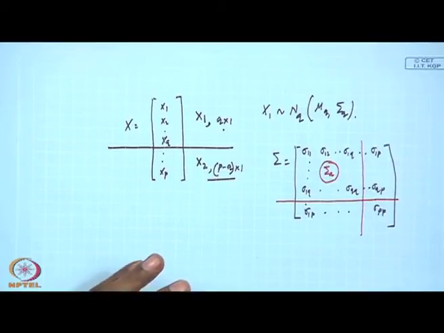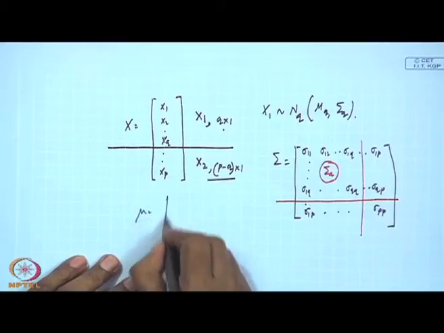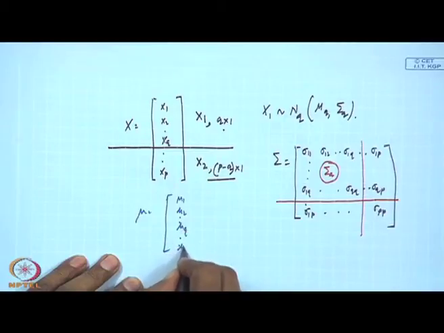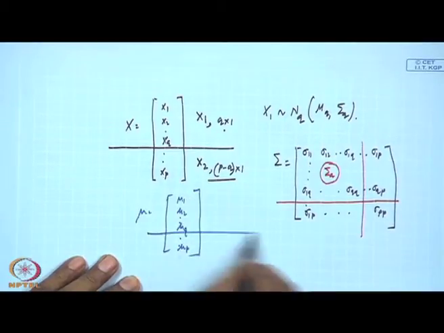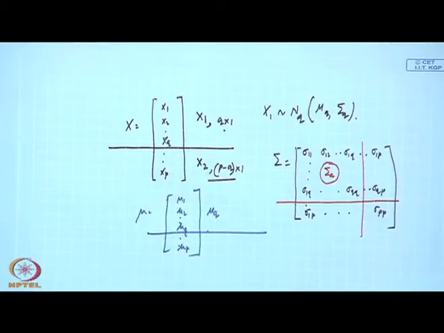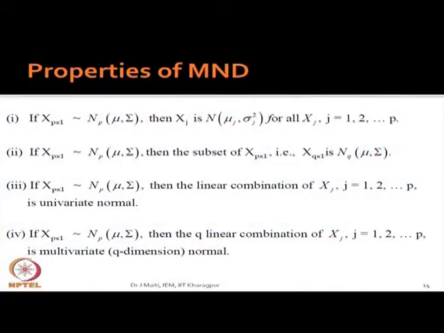Okay. And mu case is mu 1, mu 2, mu q, mu p. So, this is your mu q. That means, if you take a subset and you know the parameters for that subset of parameters you consider and find out its distribution, that will be a multivariate normal distribution. The third property is very useful.